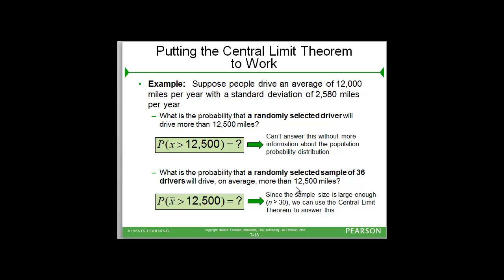Because the sample size is large enough, greater than 30, we can use the central limit theorem to answer this, because the sampling distribution of the sample mean is going to tend to the normal probability distribution, and we can use the knowledge we learned from the normal probability distribution to find the probabilities that the value falls into a certain range, right? In this case, the value falling into the range of x bar greater than 12,500.